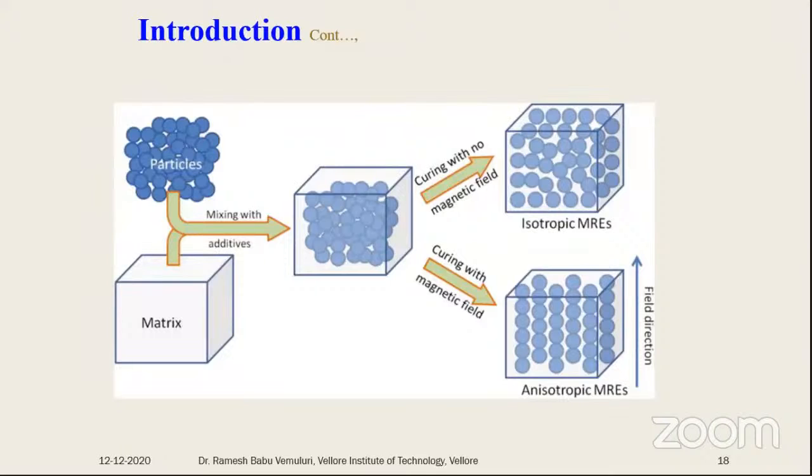Whereas with the isotropic MREs, the cost is also very low, as there is no need to provide any magnetic field. And one more thing is that in the anisotropic MREs, there's a cost effect. Cost is more. So due to these, most of the MREs we can see are isotropic magnetorheological elastomers.